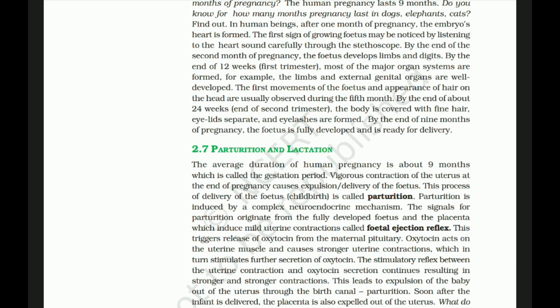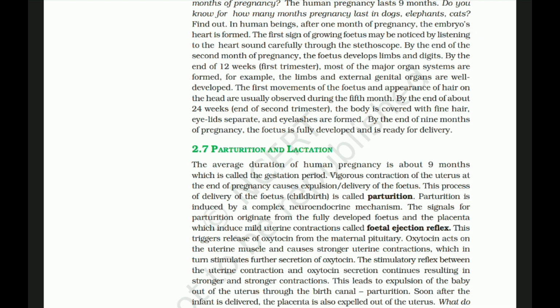Parturition and lactation. The average duration of human pregnancy is about 9 months, which is called gestation period. Vigorous contraction of the uterus at the end of the pregnancy causes expulsion or delivery of the fetus. This process of delivery of the fetus, childbirth, is called parturition. Parturition is induced by complex neuroendocrine mechanism.